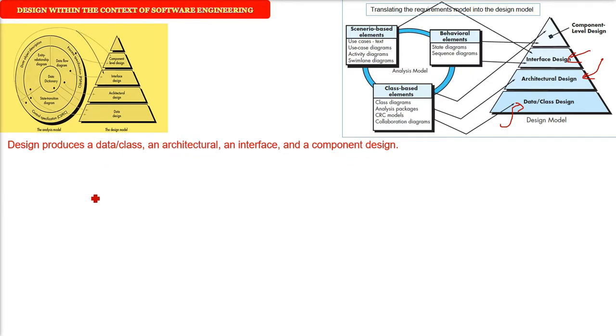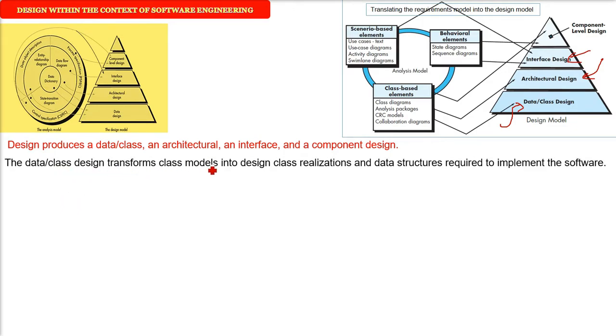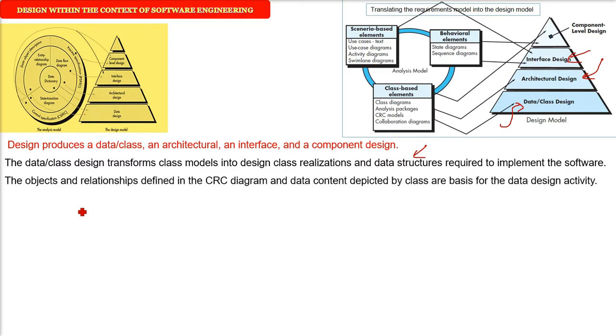So the data class design, the lower part of the triangle you see, it transforms the class model into design class realization, then the data structures required to implement the software. So this is all about, you have already made the models, now you are going to realize it, to implement it, to show the coder how to actually implement it. And the data structure, you want to use, say, a structure or say a linked list. The object and the relationship defined in this CRC diagram and the data content depicted by the class, these are the basis for the data and class design. As I said, this is the input.